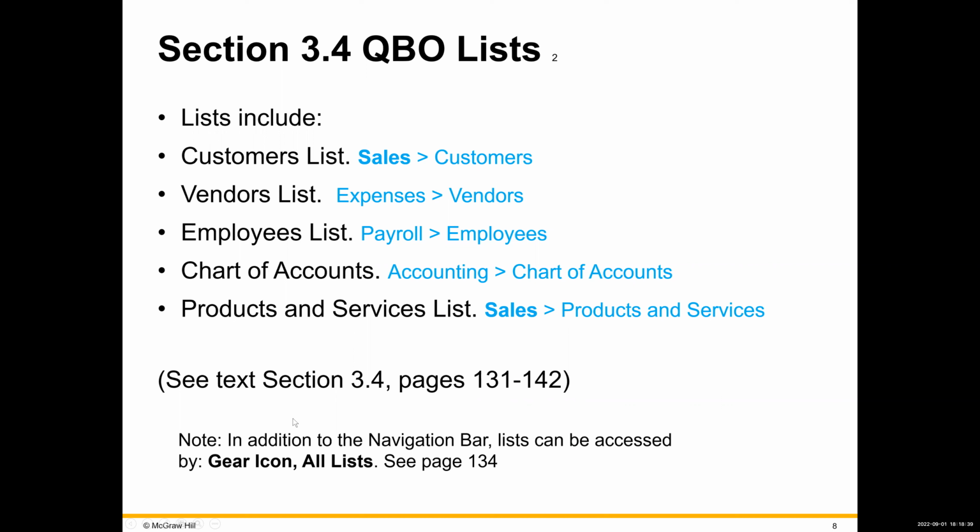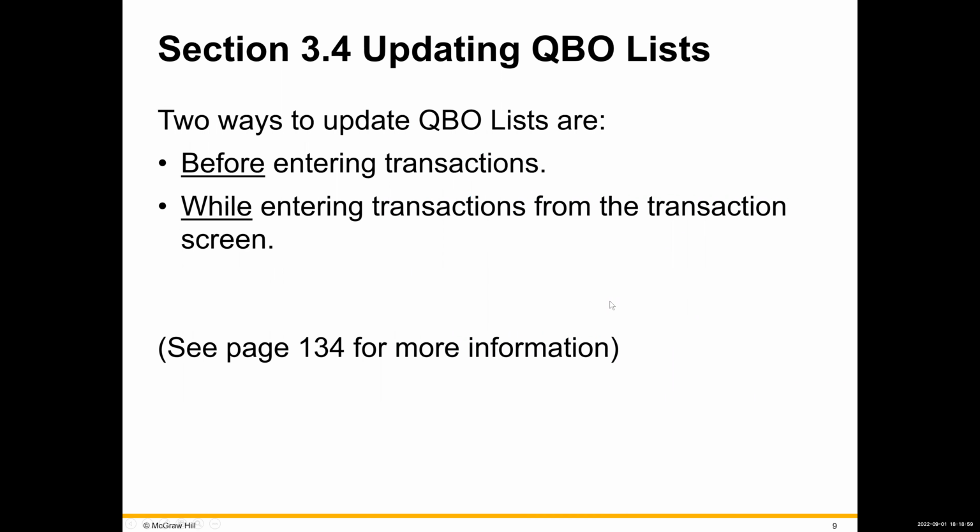Now, in addition to the navigation bar, you can access all the lists by the gear icon. They show you how to do that on page 134, the gear icon, all lists. Okay. Now, there are two ways to update the lists: before the transactions and while entering the transactions from the transaction screen. So I think we're going to focus in on this one right now. While entering the transactions from the transaction screen.